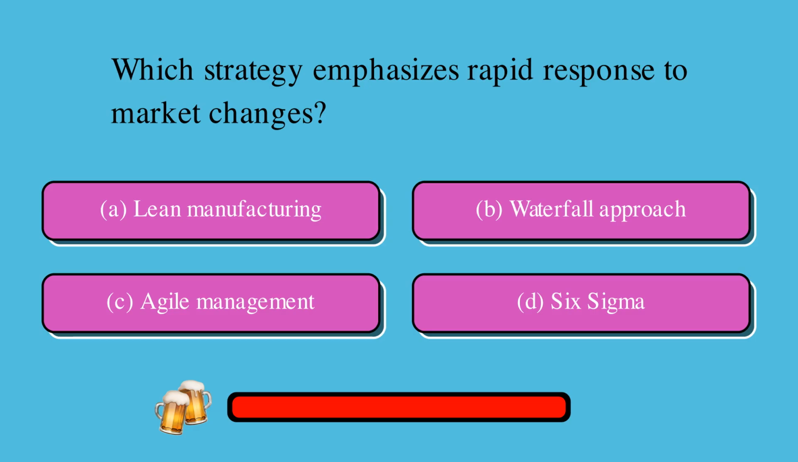Which strategy emphasizes rapid response to market changes? Is it A, lean manufacturing, B, waterfall approach, C, agile management, or D, Six Sigma? The correct answer is C, agile management.